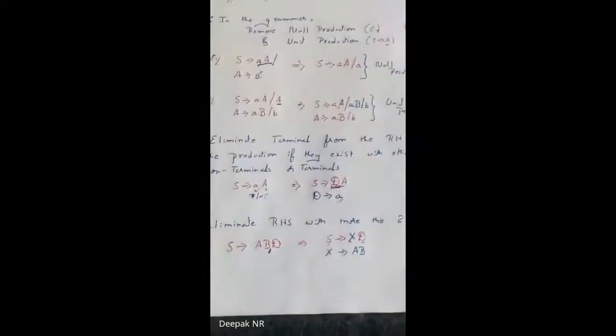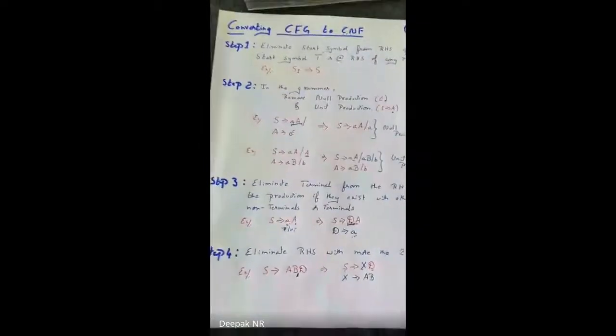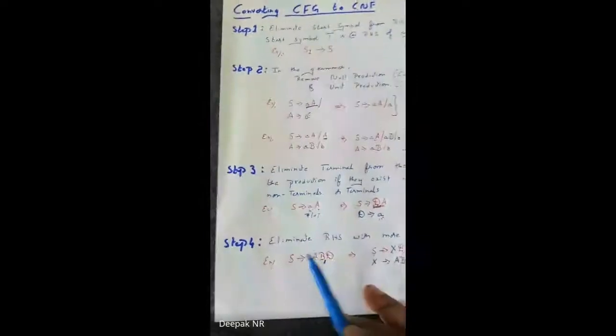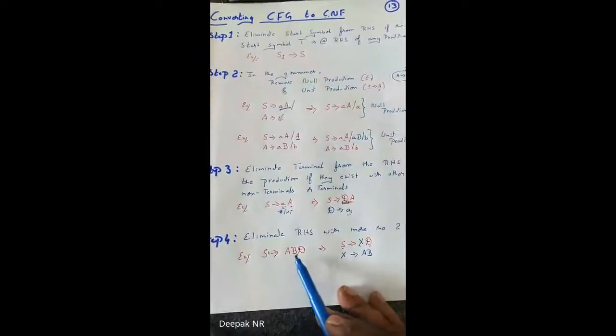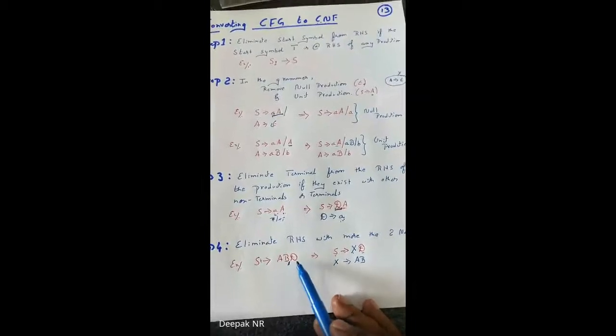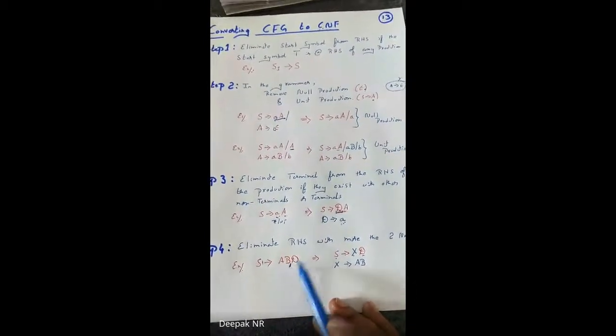What does my step 4 say? Step 4 says, guys, is this audible? Yes, sir. Lovely, thank you. My step 4 says, if S tends to three alphabets, that is, if there is a format of three uppercase, then divide it into two parts.